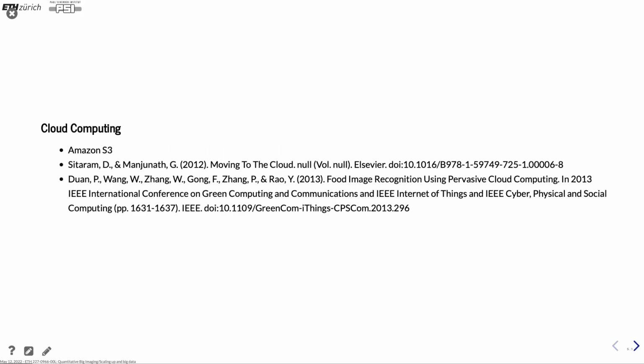Cloud computing is the thing when your cluster is not enough or you don't have a cluster, then you can buy in on remote resources. And Amazon S3 is one big cloud service. There are also other ones and a couple of papers here to look at in this topic.